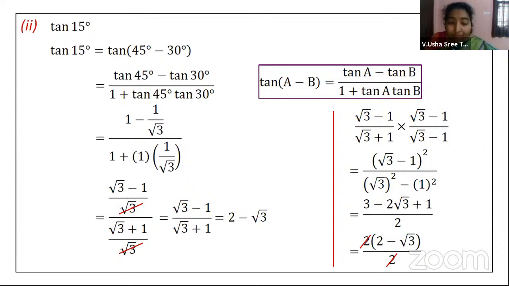Now, at the same time, cot 75. Cot 75 is nothing but cot of 90 minus 15. Cot of 90 minus 15 is what? Tan 15. That means cot 75 and tan 15 are both the same. See, you are applying different formulas that you have learned. This is the application part of the concepts we have discussed yesterday and also today.